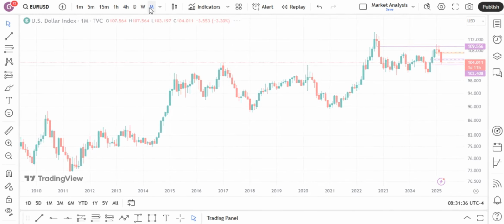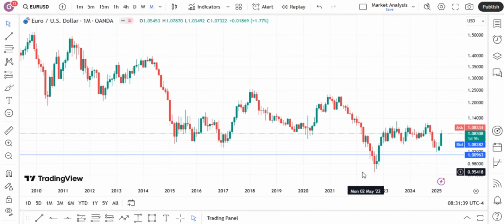Let's go to Euro USD. Euro USD monthly time frame.